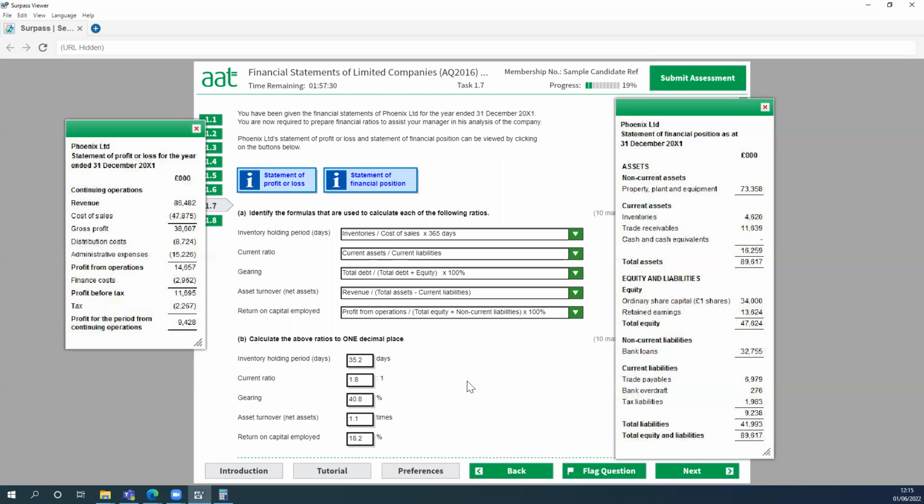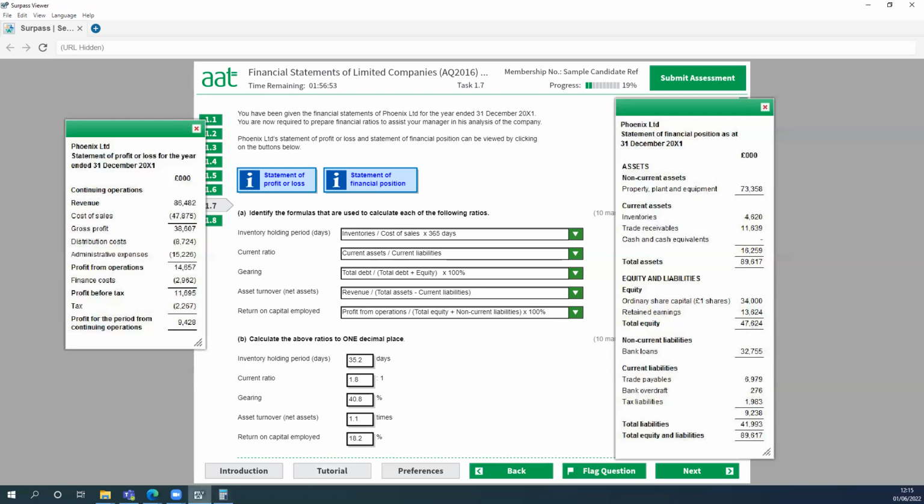Okay. And finally is return of capital employed. As you can see, it's our profit from operations, which is 14,637. And this one is the same as what we did before: your total equity plus your non-current liabilities. So your non-current liabilities are 32,755, which is what we did before, and your total equity is 47,624, which gives us 80,379, which is again the figure we looked at before.